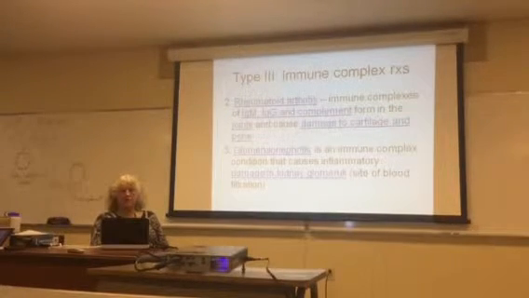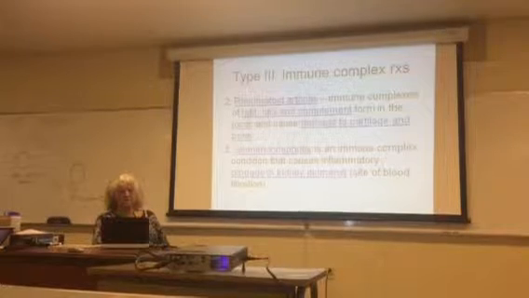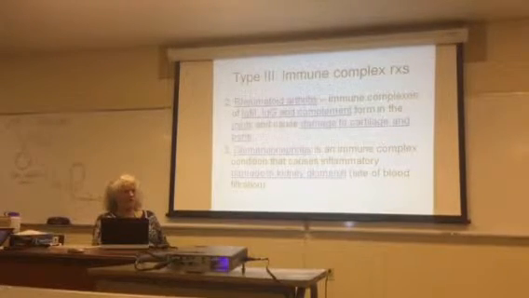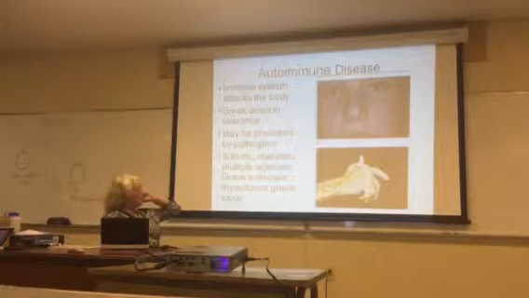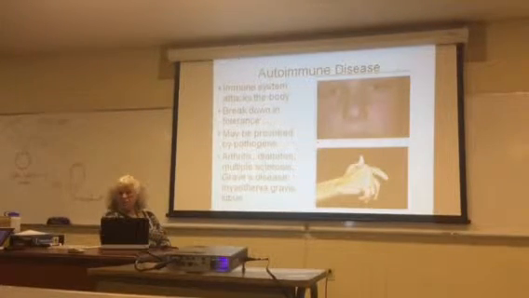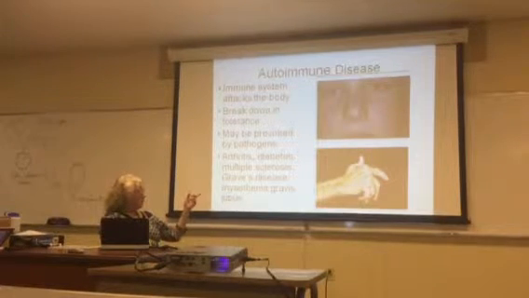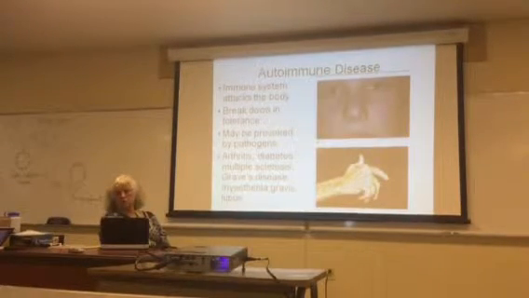Glomerular nephritis is an immune complex condition that causes inflammatory damage to the kidney glomeruli. That's where the blood gets filtered in the kidney. So up on the top is showing you the butterfly rash that's typical of lupus. And down here is showing damage that can happen from rheumatoid arthritis. Now we don't see this a lot now because of the medications that they have.